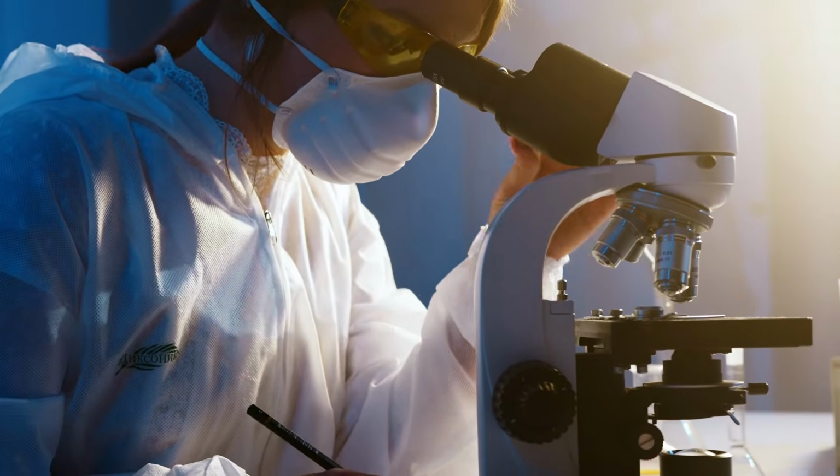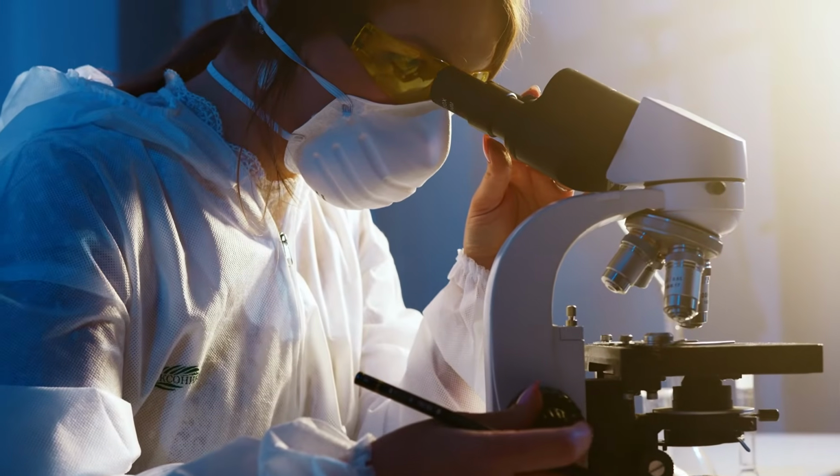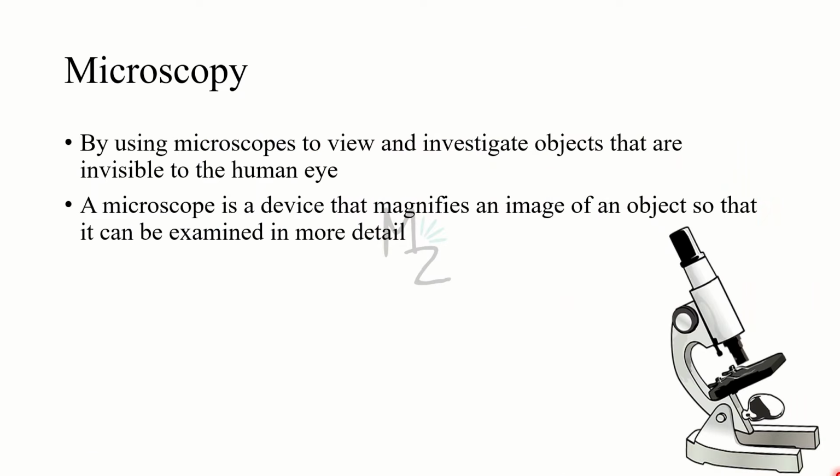Microscopy. Prior to knowing what is microscopy, we should know what is a microscope. A microscope is a device that magnifies, meaning zooms in, an image of an object so that it can be examined in more detail. Using microscopes to view and investigate objects that are invisible to the naked eye, this process is called microscopy.